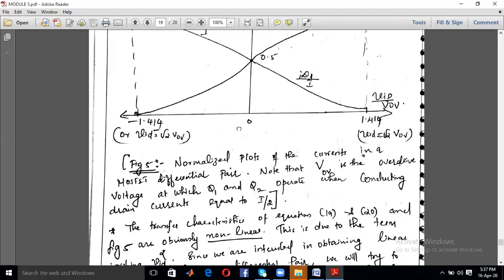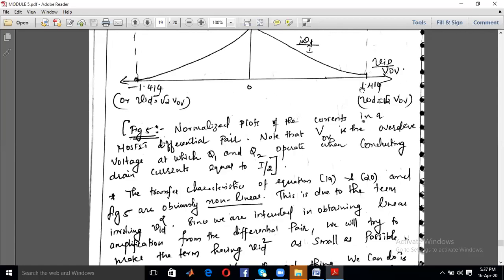So this is the transfer characteristics, showing the relationship between the current and the input. What is the input actually? Input is VGS1 minus VGS2. That is nothing but your VID. Okay. So the importance of this graph is that it is not a perfectly linear graph. It is a non-linear graph actually.